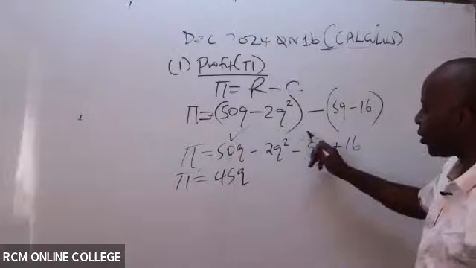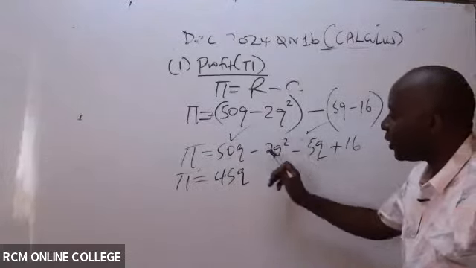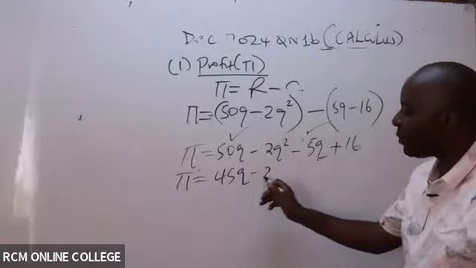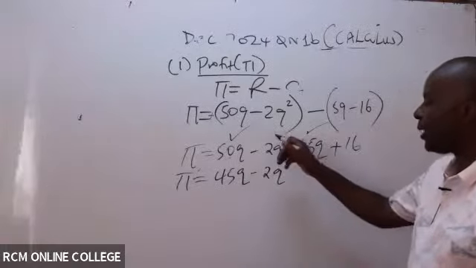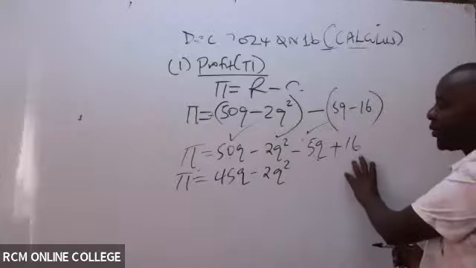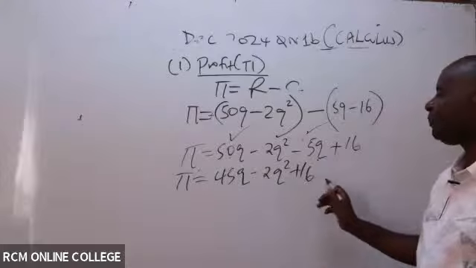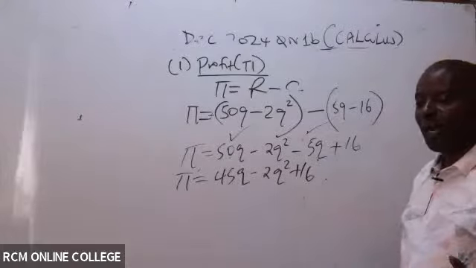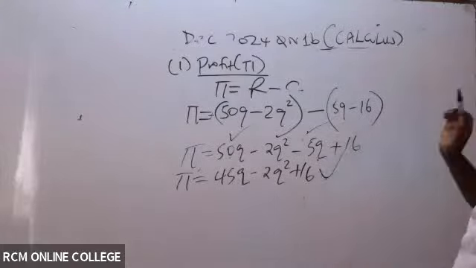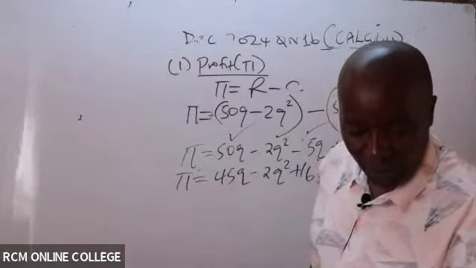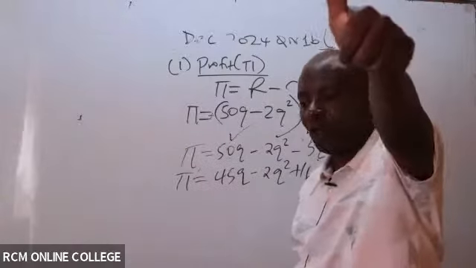So this, I tick the 2. This does not have a like term, so we bring it the way it is, minus 2Q squared. Tick. Also, this one does not have a like term. Bring it with its sign, so plus 16. So profit function, we have gotten this one. They wanted us to get the profit function, and that is what we have gotten.